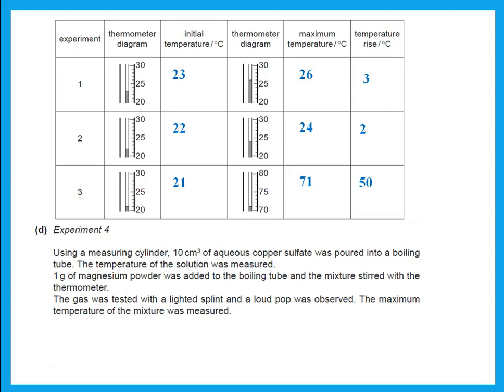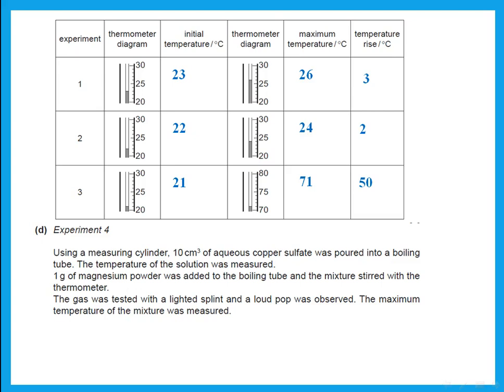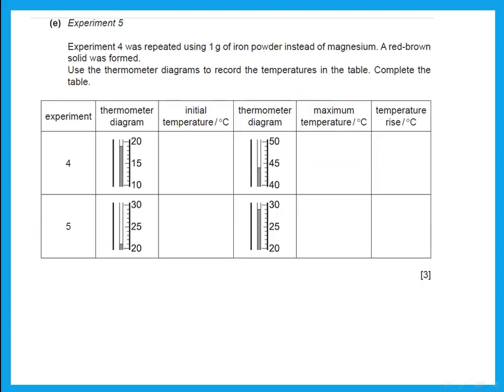Now in experiment 4, he put 10 centimeter cubed of copper sulfate, 1 gram of magnesium. And he's saying the gas was tested with a lighted splint and a loud pop was observed, and then they measured the maximum temperature. In experiment 5, he put iron instead of magnesium. So he put iron on the what again? I'm sorry, I'm going back again, on the copper sulfate. Okay, so he's putting copper sulfate and magnesium in experiment 4. Here it's copper sulfate and iron. A red-brown solid was formed.